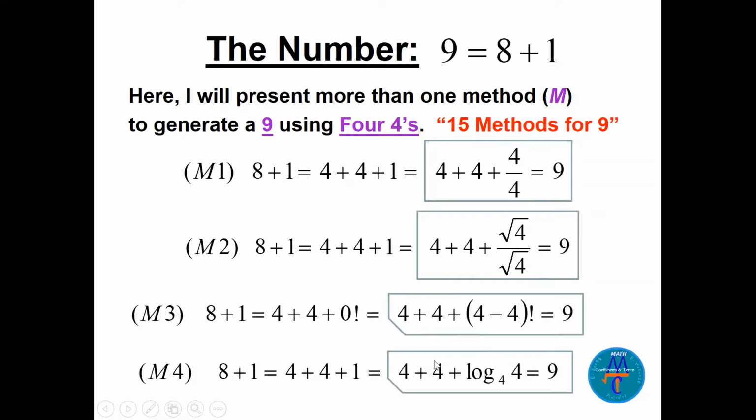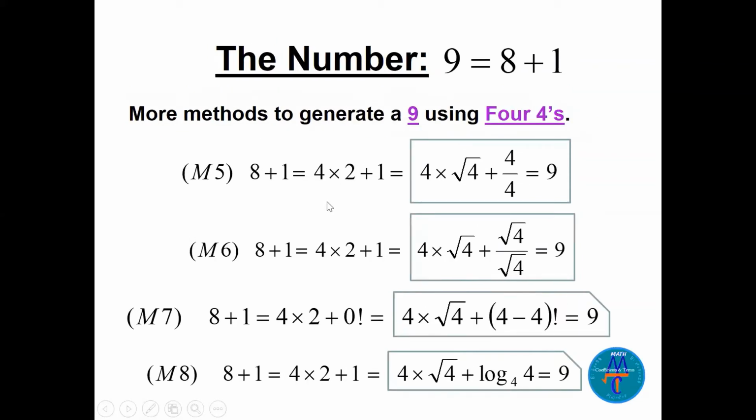Also, I can put this one as log base 4 of 4. That's also 1 by definition of logarithm, if you know that. So 4 plus 4 plus log base 4 of 4. Now let's see more methods. This 4 plus 4 here, I can make it 2 times 4 or 4 times 2. See, another 4 methods here. We can consider these are different methods, although they are very similar.